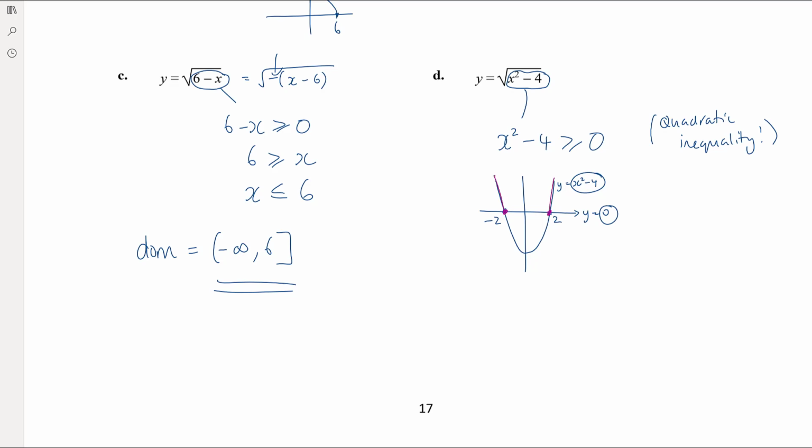So for x values where x is bigger than or equal to 2, or where x is less than or equal to negative 2. So that means our domain is from negative infinity up to negative 2, including negative 2, or, so union, from 2 up to infinity.